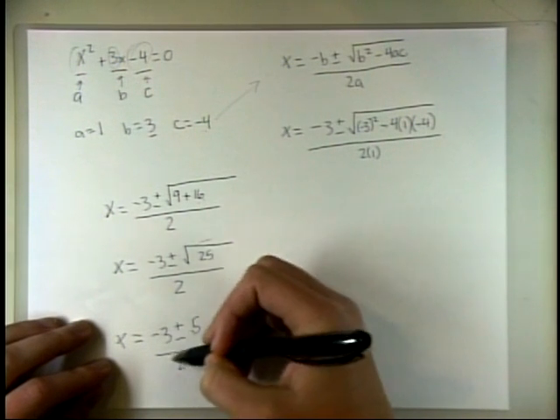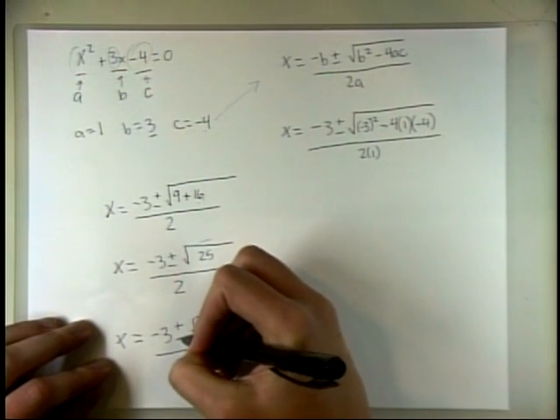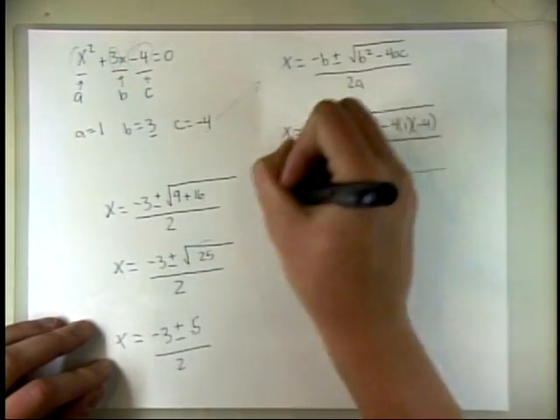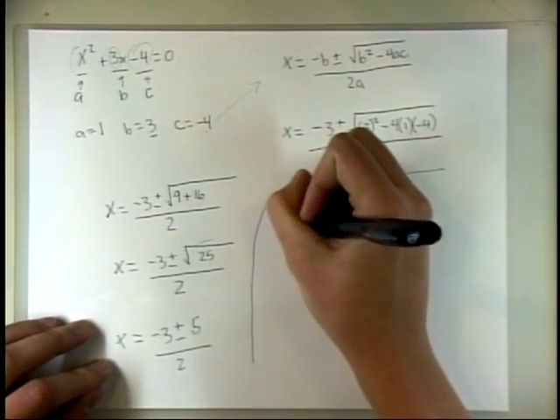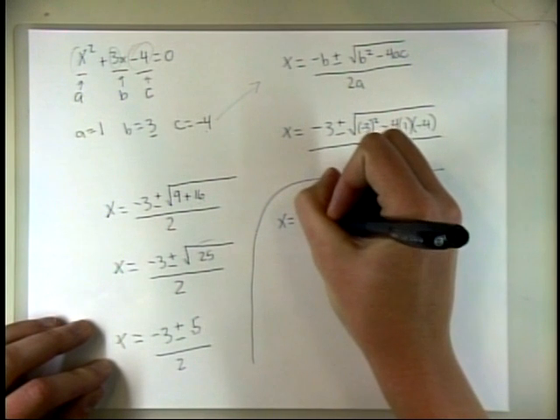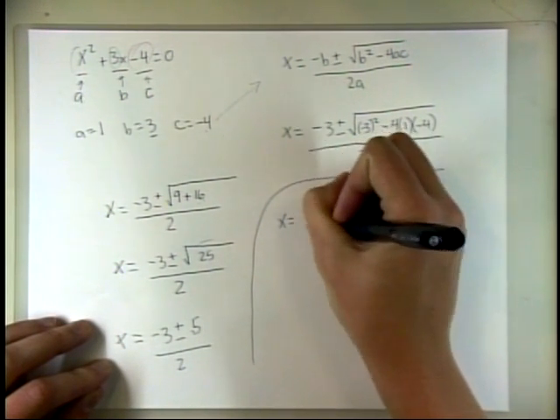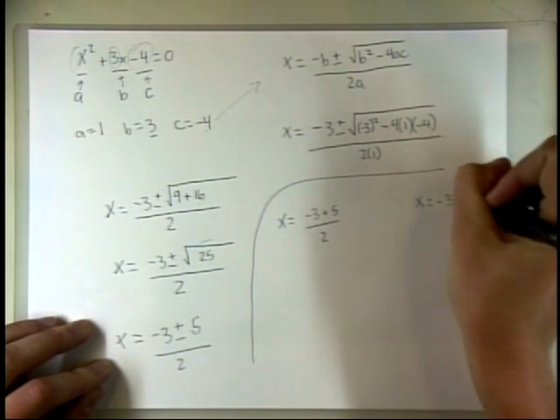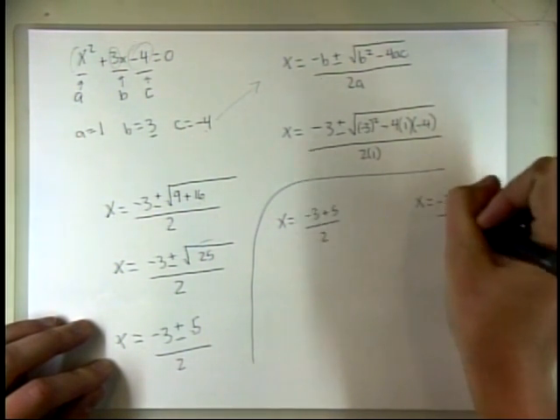Now, from this point, since this has a plus or minus sign, you could simplify that. So it looks like x equals negative 3 plus 5 divided by 2, and x equals negative 3 minus 5 divided by 2.